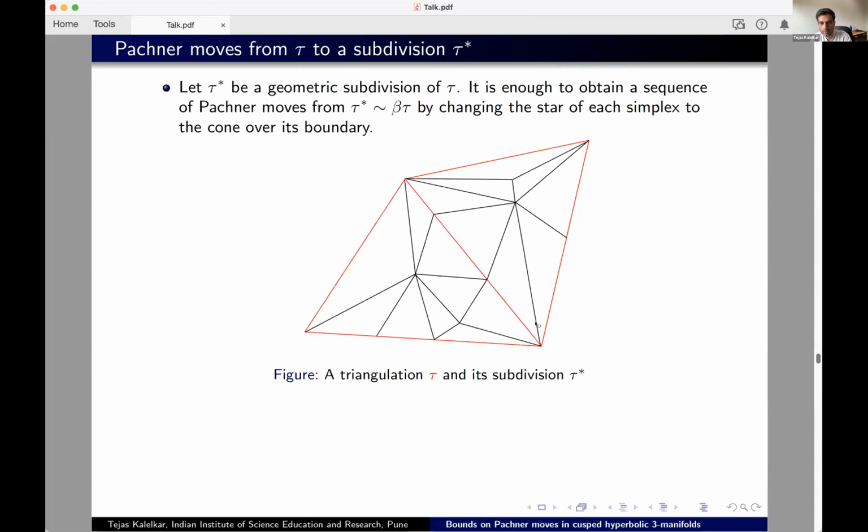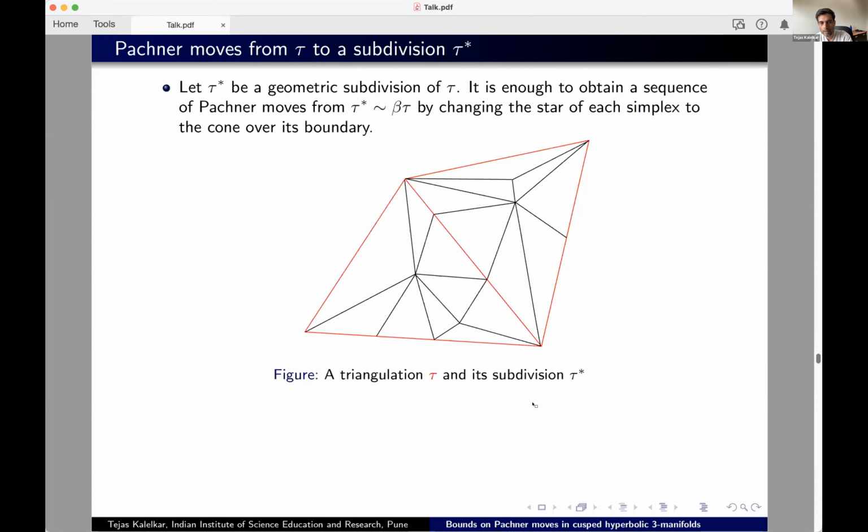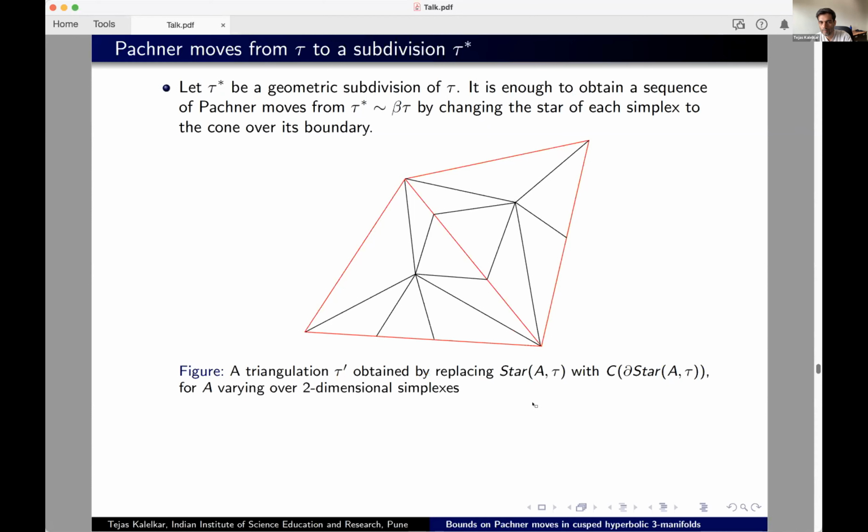Now for a given two simplex, there is no other simplex which contains it. It's the highest dimension. So I start out with this red triangle, and then I just replace the red triangles by cones over their boundaries. So if you see what's happening over here, when I do this step, I have the boundary of the triangle, and then I'm just replacing the subdivision in the triangle with a cone over its boundary.